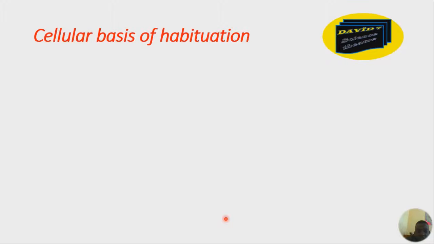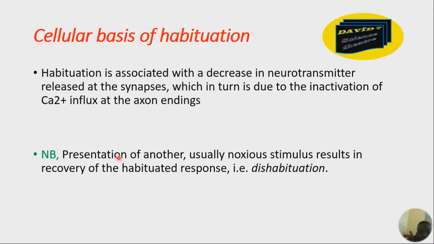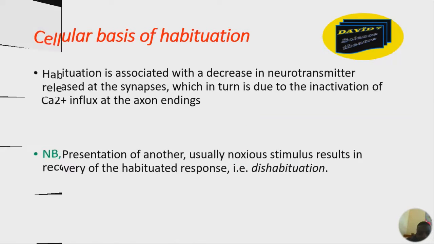All right. So, cellular basis of habituation. Habituation is associated with a decrease in neurotransmitter release at the synapses, which in turn is due to inactivation of calcium influx at the axon endings. Influx of calcium via the presynaptic membrane is reduced, causing habituation. So, presentation of another stimulus, usually a noxious stimulus, results in recovery of habituated response. This is called dishabituation. If you introduce pain, you can dishabituate and the individual goes back to restart on the what is it response. Okay?